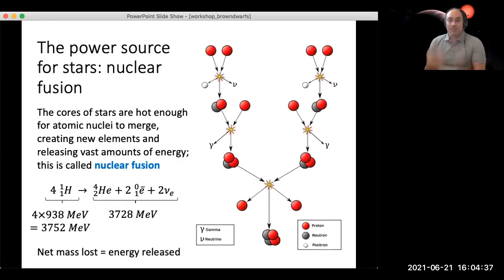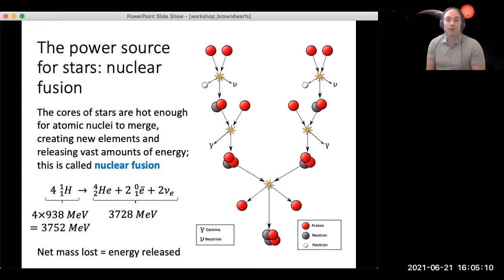So let's just start by talking about what powers stars. And hopefully many of you already know that the source of energy for stars is nuclear fusion. This is the conversion of actually mass into energy. And remember Einstein's equation, E equals mc squared. That conversion of mass and energy happens because when you take two nuclei, like say two hydrogen nuclei, which are just protons, and you smash them together and they stick, they actually release some energy.